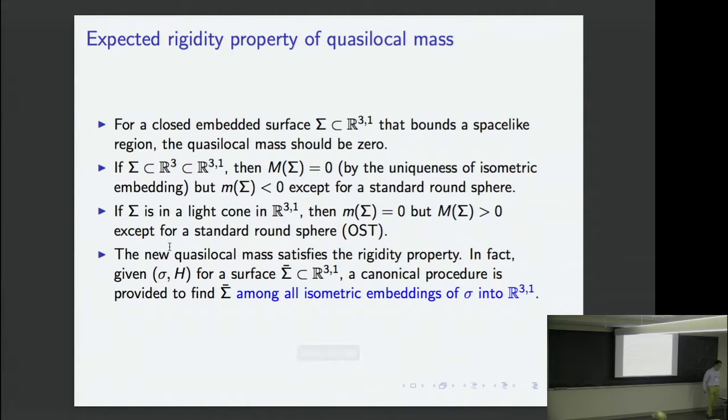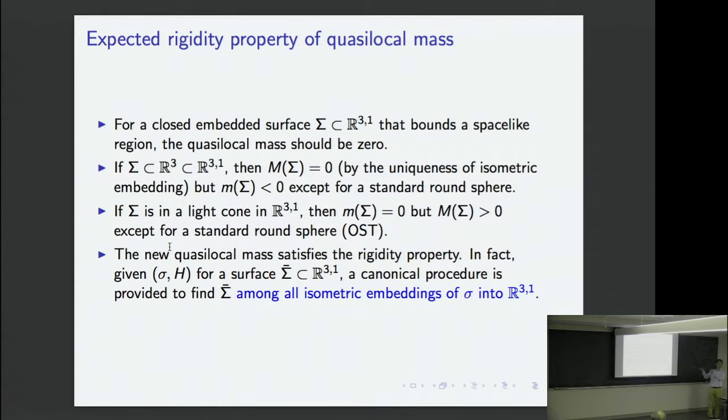So the new quasi-local mass we defined was aiming for this kind of rigidity property. The one we defined, if you evaluate on any surface in the Minkowski space, is going to be equal to 0. In fact, what we have here is this: given me this geometric data, suppose you are in a physical space-time, and you have a surface here, and you just give me the induced metric, and also give me the mean curvature vector field.